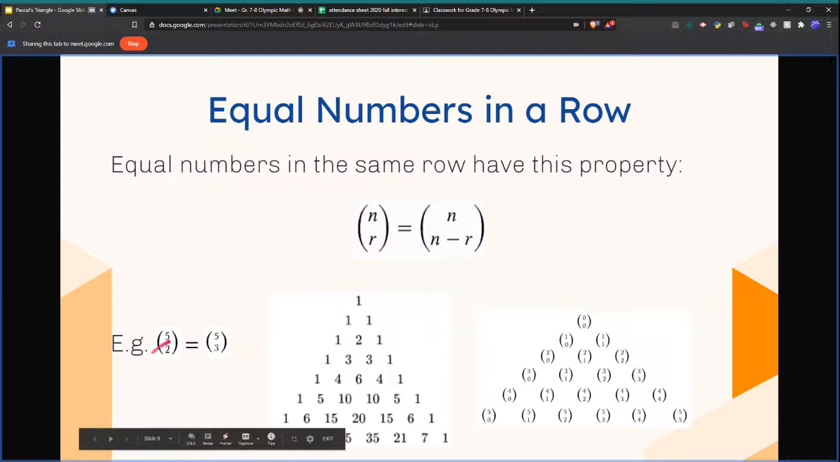Here's an example. So we have 5 choose 2 is equal to 5 choose 5 minus 2. 5 minus 2 is equal to 3. So 5 choose 2 is equal to 5 choose 3. And 5 choose 2 and 5 choose 3 should both be equal to 10. Actually, yeah, 10, I believe. These are both equal to 10. Are there any questions about this property?